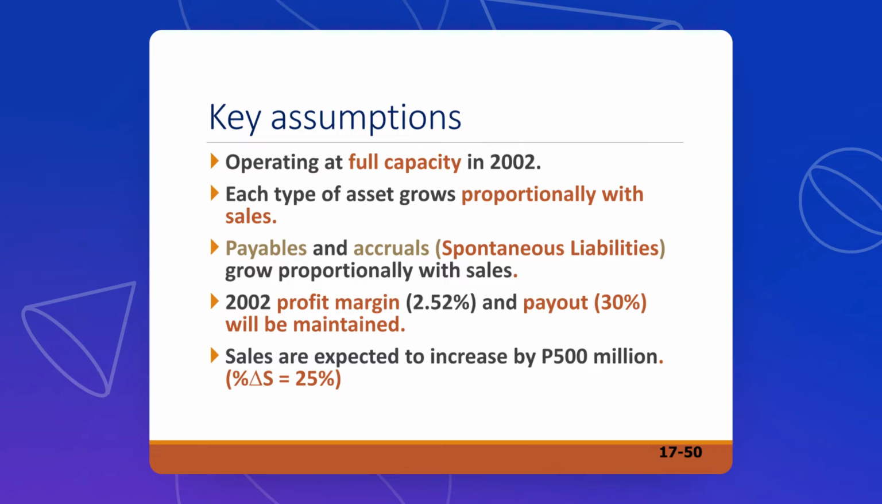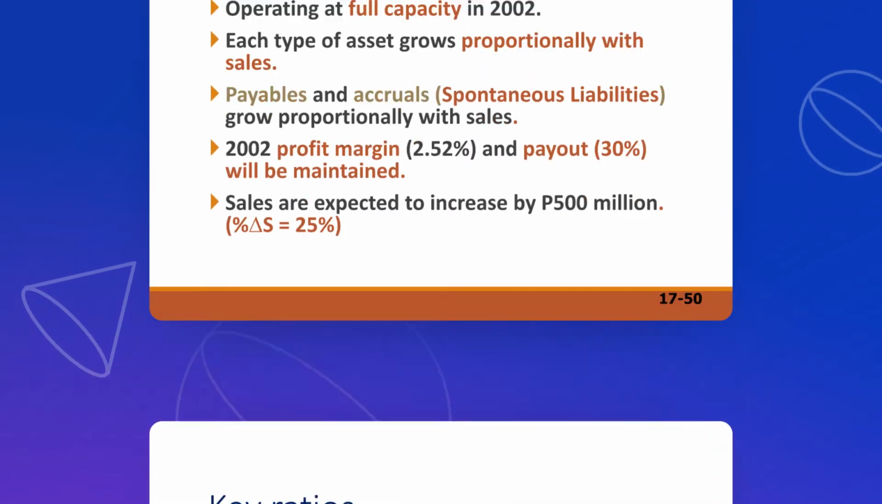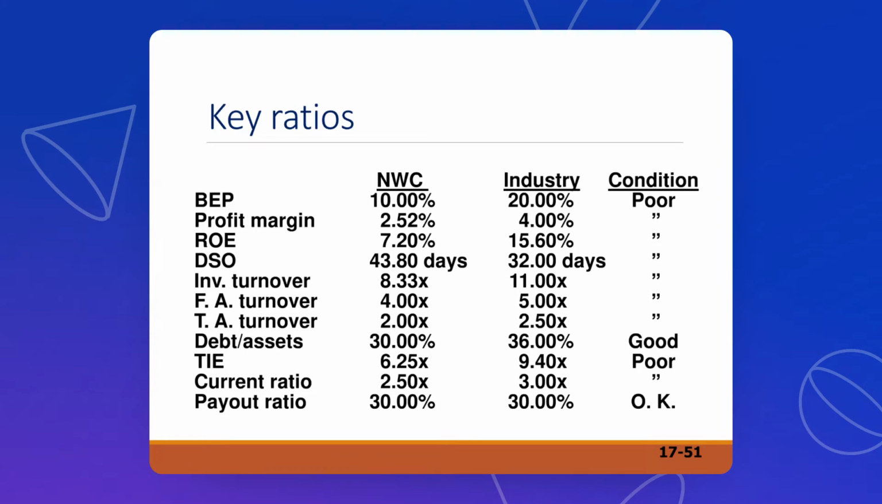Wala nang iba. At 2002, profit margin of 2.52 and payout of 30% will be maintained. Okay. And your sales are expected to increase by 500 million. Please take note of all the assumptions kasi nandyan yung mga questions in the CPA board exam. But of course, if you are taking MBA, yan naman ay importante din because it is for your decision making. Okay. Next one is all about key financial ratios.